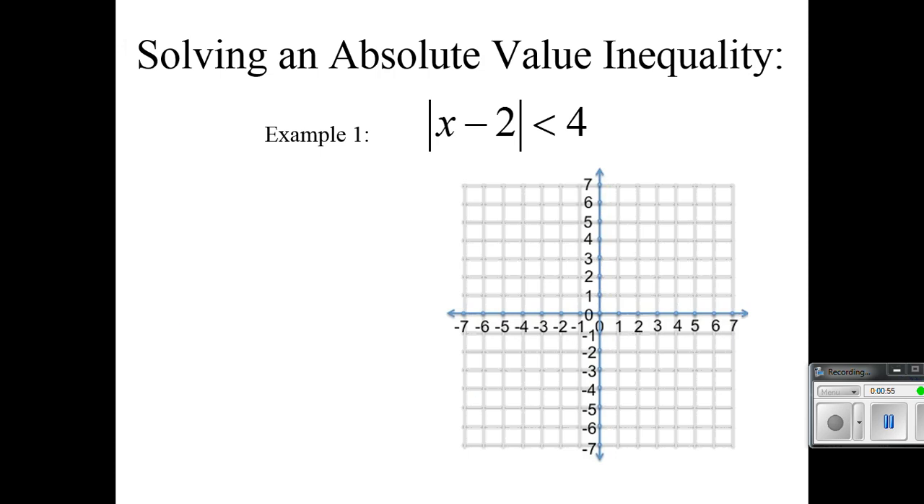All right, so we are going to solve an absolute value inequality graphically. What we need to do is think about how we did this with an equation. Remember, we first started with our absolute value equation. The slope of this would be 1, and the vertex would be 2, 0. So we're going to start with a vertex of 2, 0, and graph my V.